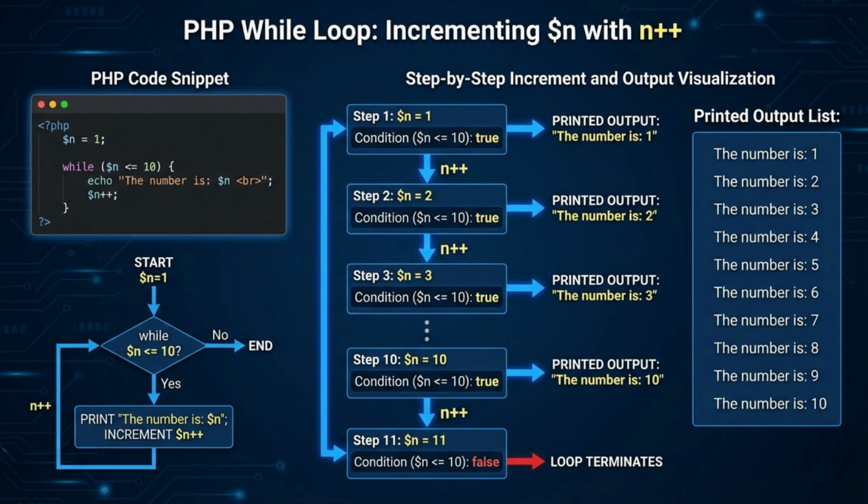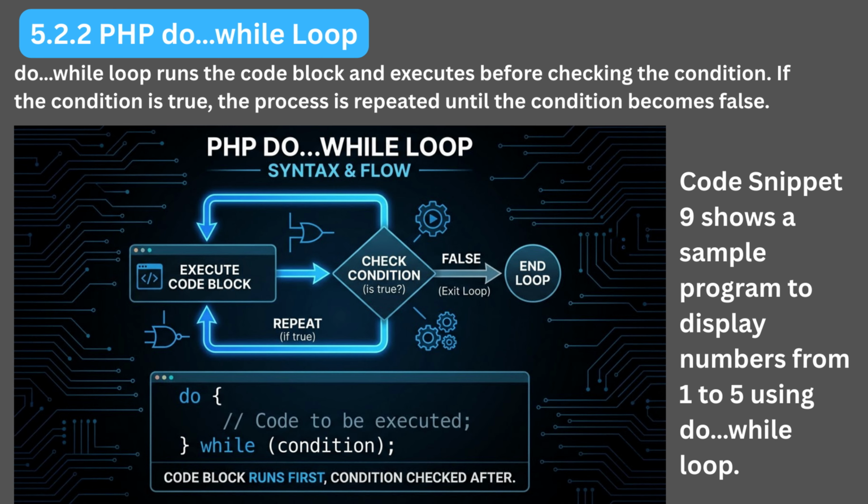On the right side, you can see the complete printed output list. It shows every message generated by the loop, starting from "The number is 1" and ending with "The number is 10." This clearly demonstrates how the while loop progresses in order, one step at a time, until the stopping condition is reached. This step-by-step breakdown is very important because it shows how loops work internally, how they start, how they update values, and how they eventually terminate. Understanding this flow will make it much easier for you to work with loops in more complex situations in the future.